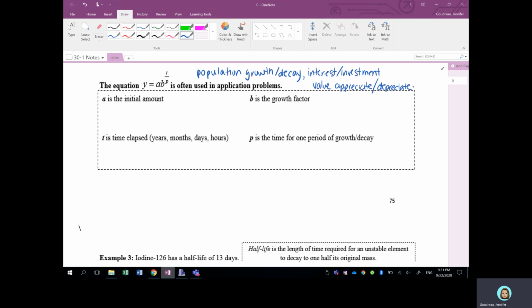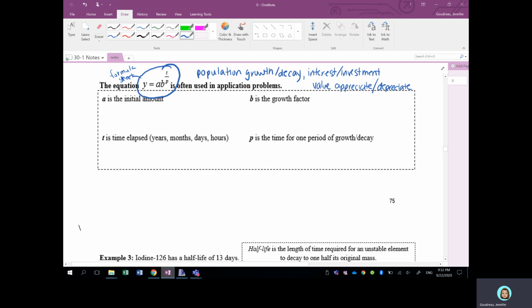And the one equation that we need to remember is this right here. Y equals A times B to the T over P. This is our basic form of an exponential equation for an application question. It is on your formula sheet, so you don't have to memorize it, but we're going to use it enough in the next few questions that you should know it.